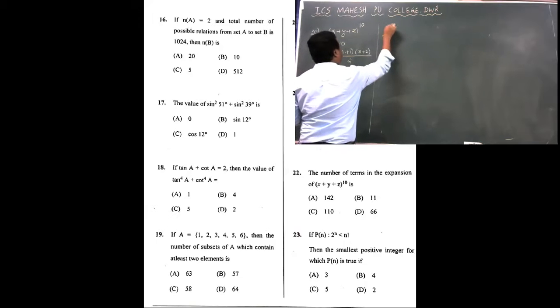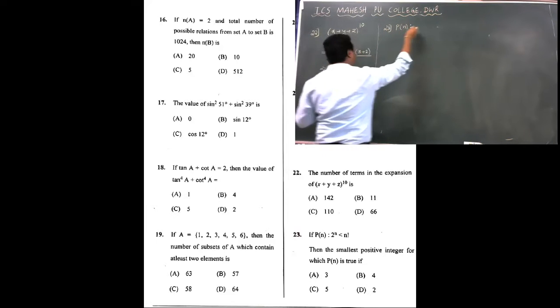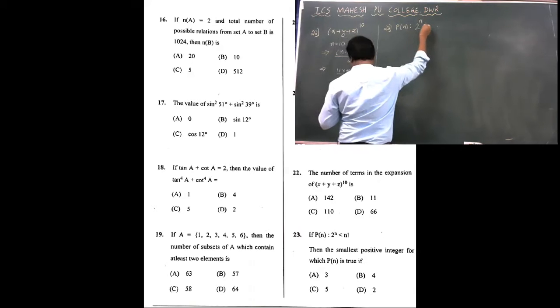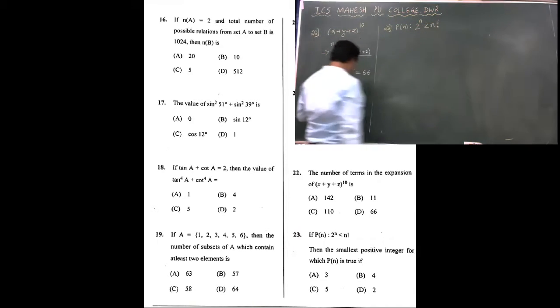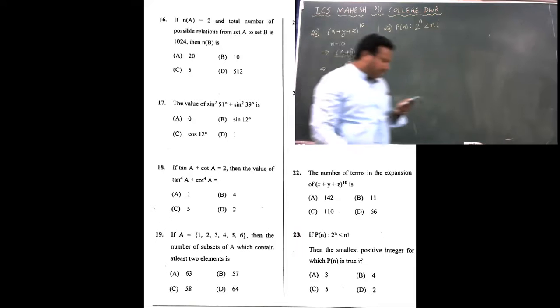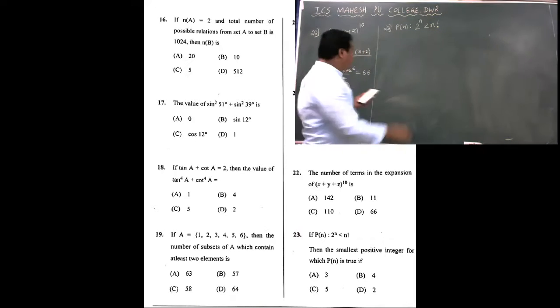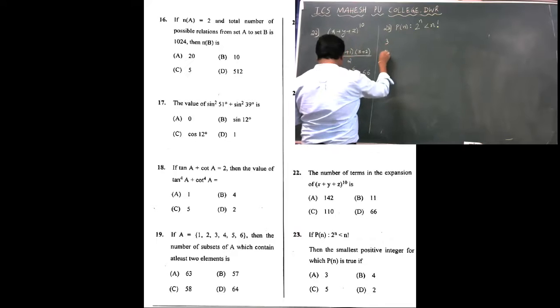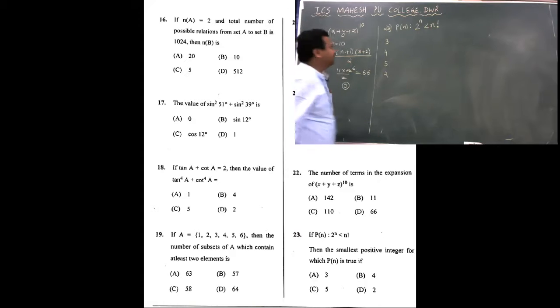23rd question. He has given P of n is 2 raised to n is less than n factorial. Then the smallest positive integer for which P of n is true is to be found. Options are 3, 4, 5 as well as 2. So I think we can solve this question by the trial and error method. That is the easiest way.